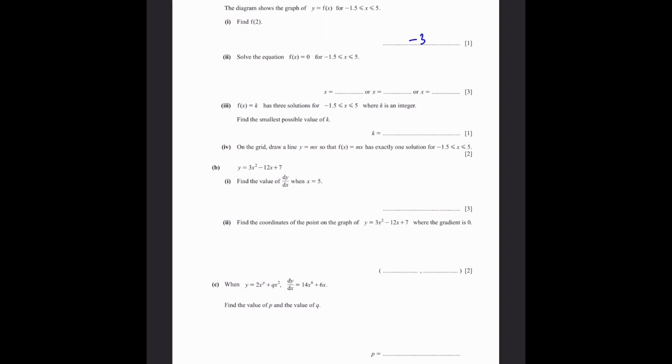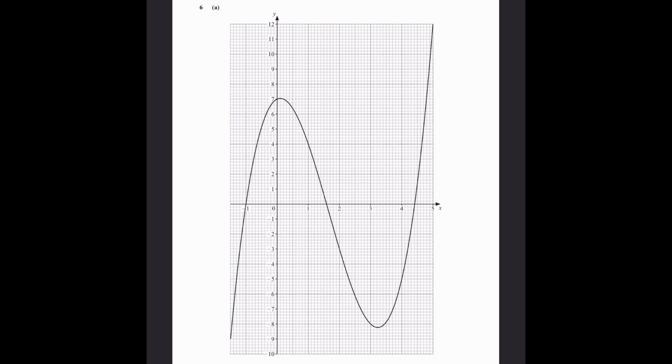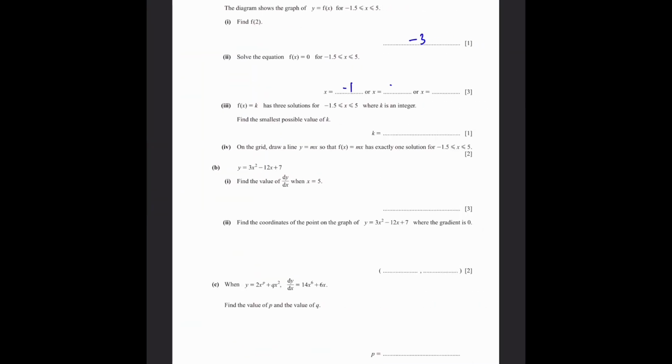2. Solve the equation f of x equals 0 for minus 1.5 less than equal to x less than equal to 5. So that means y is equal to 0. When y is equal to 0, it will be over here. So there are 3 values there. One value here, one value there, one value there. First is x equals minus 1. Second one is x equals 1.6. Third one is x equals 4.4. So these are 3 values, minus 1, 1.6, and 4.4.